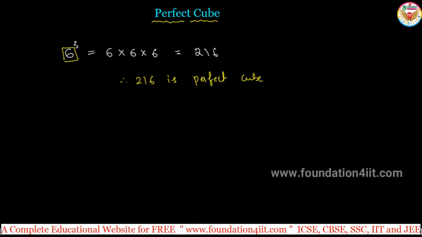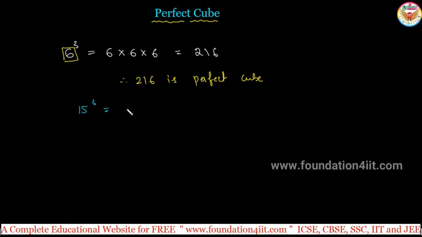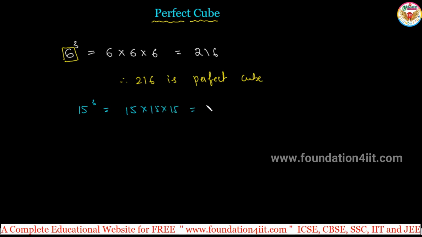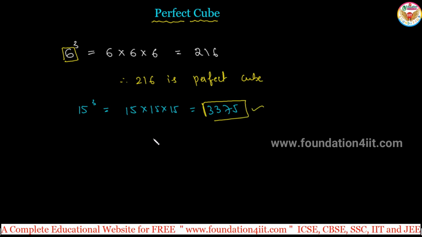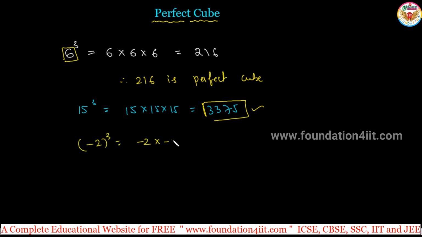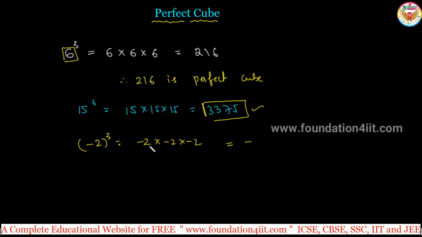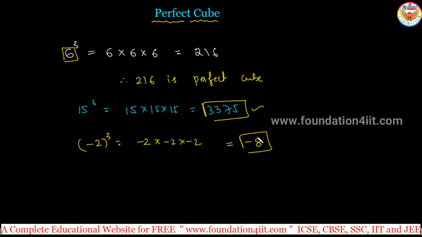Simple, right? Take any number, even 15 to the power 3. What answer do you get? 15 into 15 into 15. 15 into 15 is 225, into 15 is 3375, right? Therefore 3375 is a perfect cube. Even any negative number, minus 2 power 3. So minus 2 is multiplied 3 times. Minus into minus is plus, plus into minus is minus overall. 2 fours are 8. So minus 8 also we can say is a perfect cube.